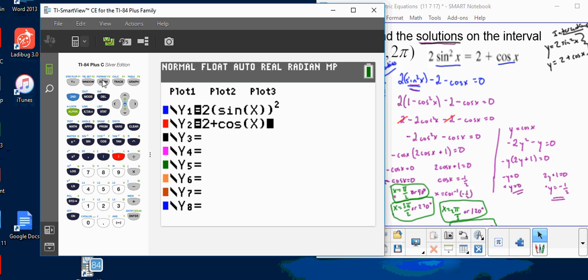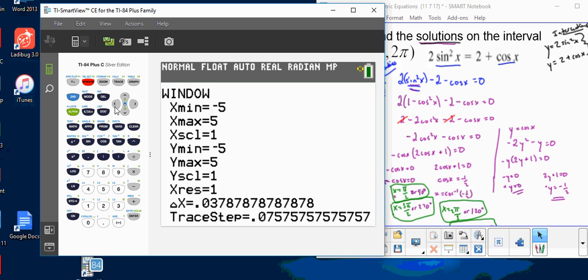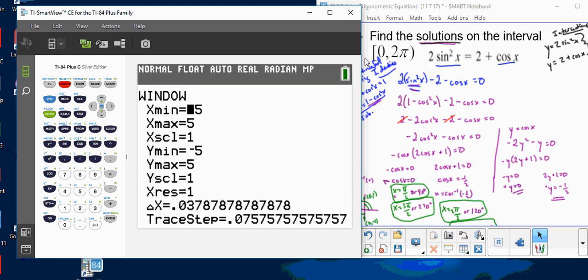So next, we're going to change our window. I have an x min of -5 and an x max of 5. Well, I'm going to change this because I'm only looking at values between 0 and 2 pi. If you recall, I'm looking for values between 0 and 2 pi, so I'm going to go a little bit past that. I'm going to go to second, pi over 2, and I'm going to go just past 2 pi. So let's go to 3 pi.